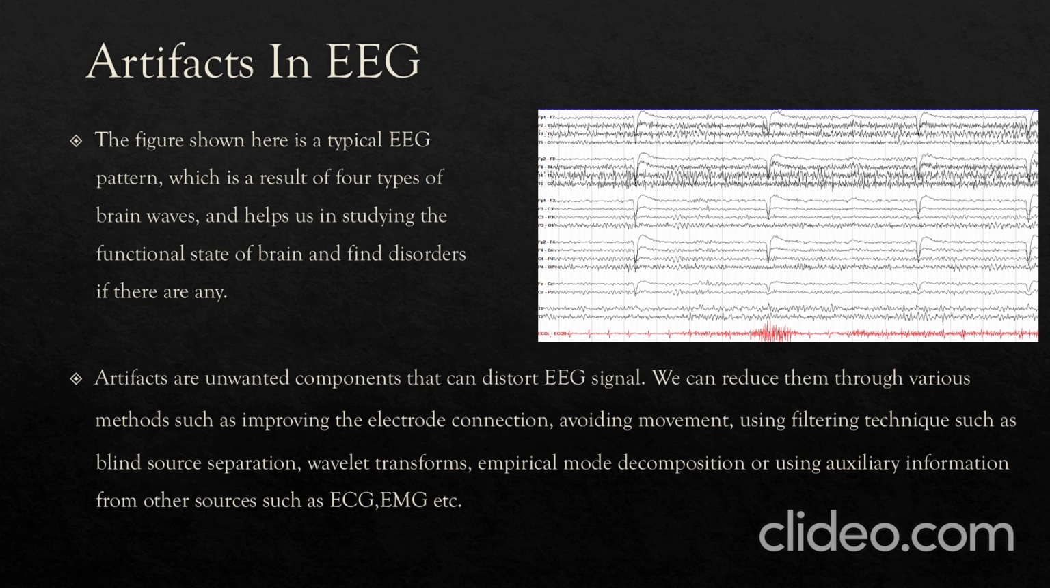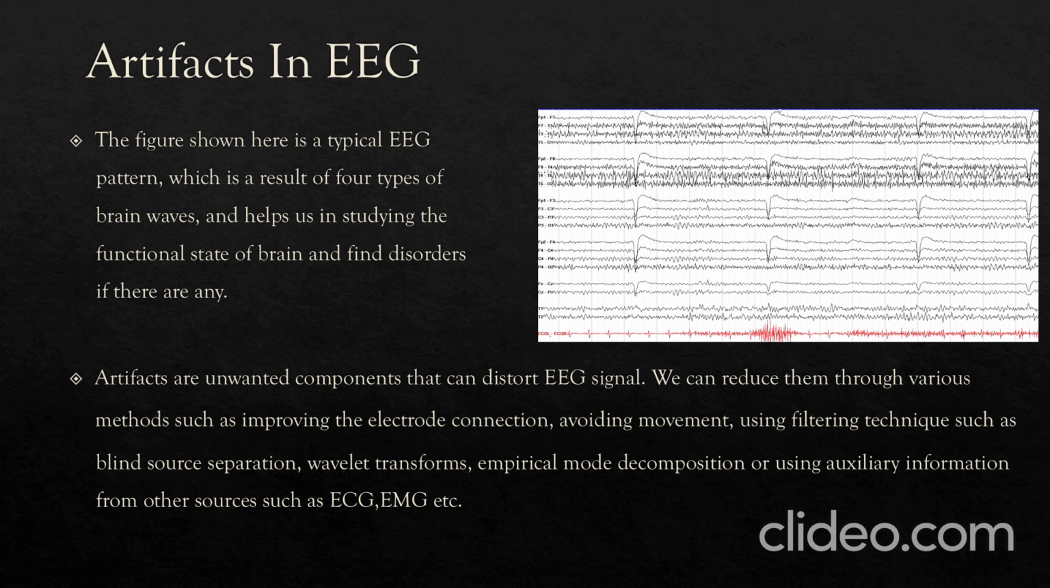Now, coming to the artifacts in EEG. The picture we see here is a typical output from an EEG machine, which is a result of four types of brainwaves, as we have seen previously, and it helps us in studying the functional state of the brain and finding disorders if there are any. If we want a detailed analysis of the brainwaves, we have to break down this output into the resultant of several types of brainwaves while removing the noise and artifacts as well.